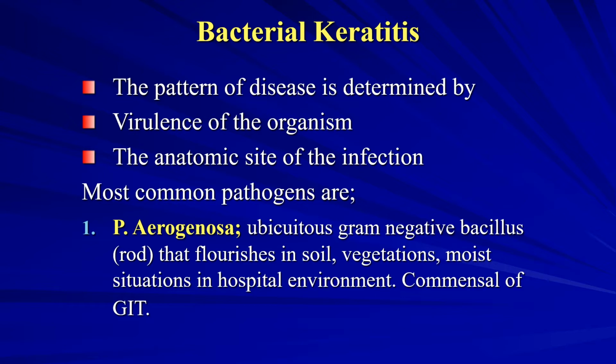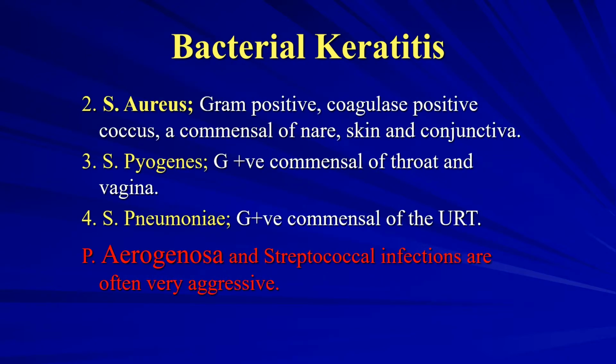The pattern of the disease is determined by the virulence of the organism and the anatomic site of infection. The most common pathogens are Pseudomonas aeruginosa, which is a ubiquitous gram-negative bacillus that flourishes in soil, vegetation, and moist situations in the hospital environment. It is a normal commensal of the gastrointestinal tract. The other more common one is Staph aureus, which is a gram-positive coagulase-positive coccus, a commensal of hair, skin, and conjunctiva.